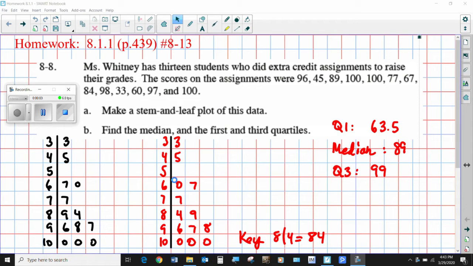All right, let's check and see how you did on last night's homework, or yesterday's homework. First problem is asking us to create stem and leaf plots for the given data. Miss Whitney has 13 students who did extra credit assignments to raise their grades. The scores on the assignments were 96, 45, and so on.